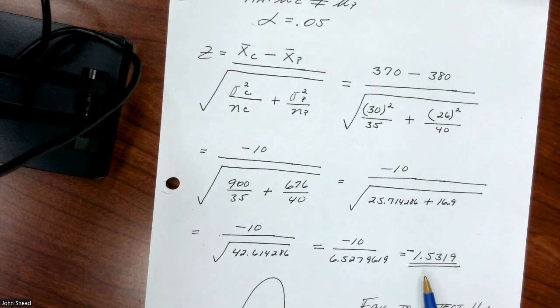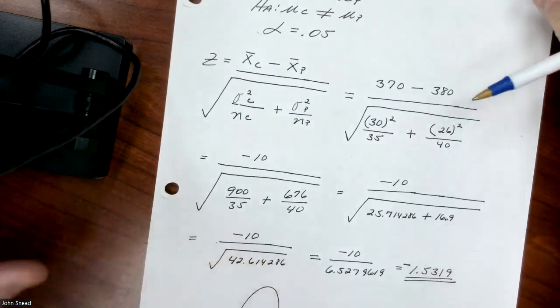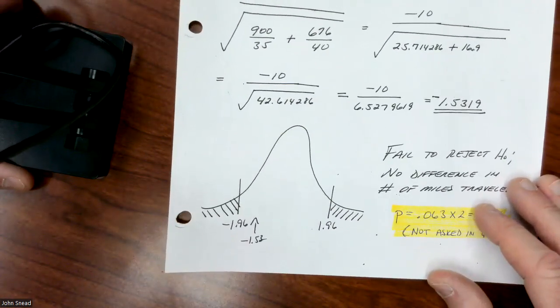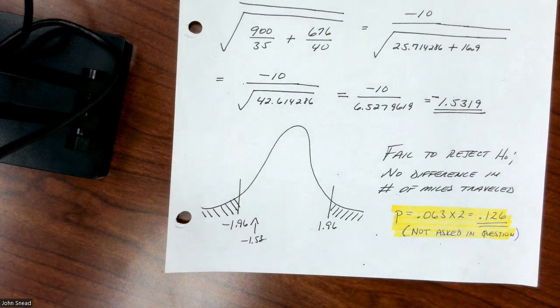You should come up with a calculated Z of negative 1.5319. Again, we're using the Z distribution, alpha 0.05. By now, you should be aware that our critical value is going to be plus or minus 1.96. We came up with negative 1.53. We are not in the rejection area, so we will say that there's no difference in the number of miles traveled; that 10-mile difference is simply sampling error.